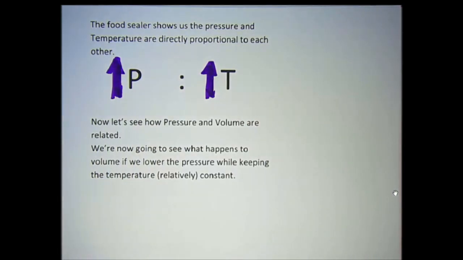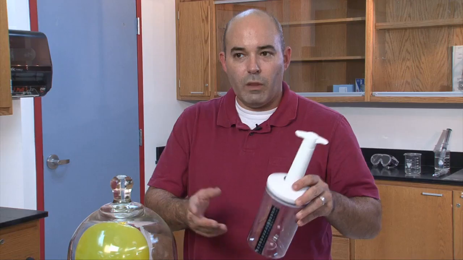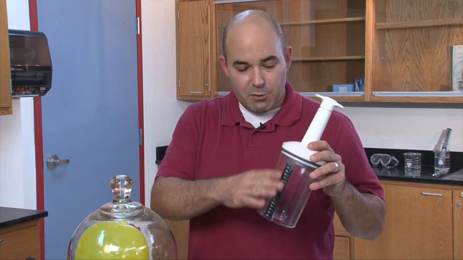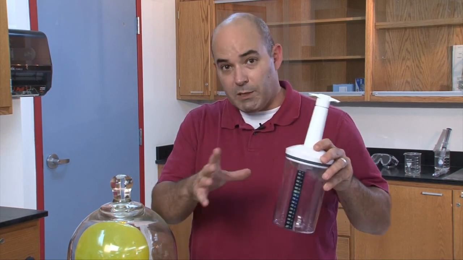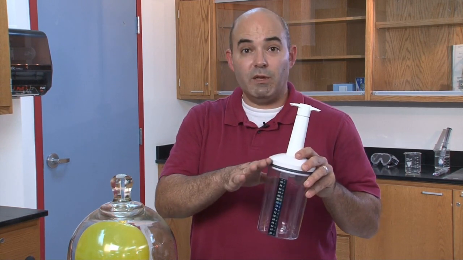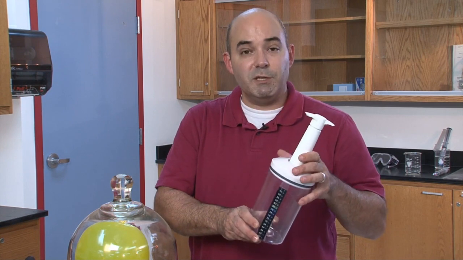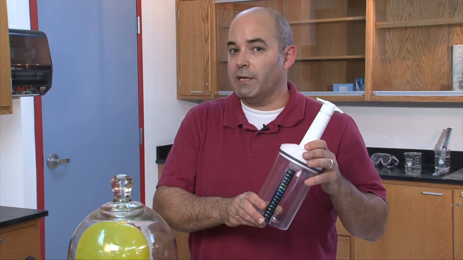Next, we need to figure out where volume fits in. We're going to see what happens to the volume if we lower the pressure while keeping the temperature relatively constant. What this showed us was as we lowered the pressure, the temperature dropped accordingly. We know that as the pressure decreases, the temperature drops also. That's just one of the relationships we need to figure out for our ideal gas law.